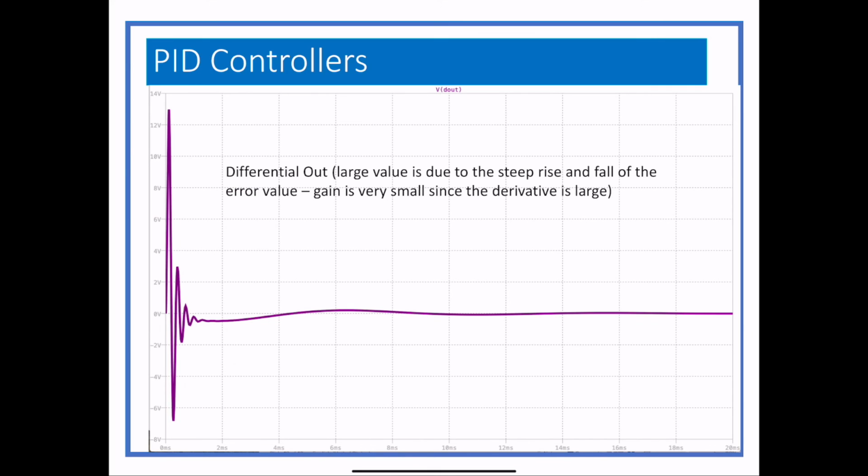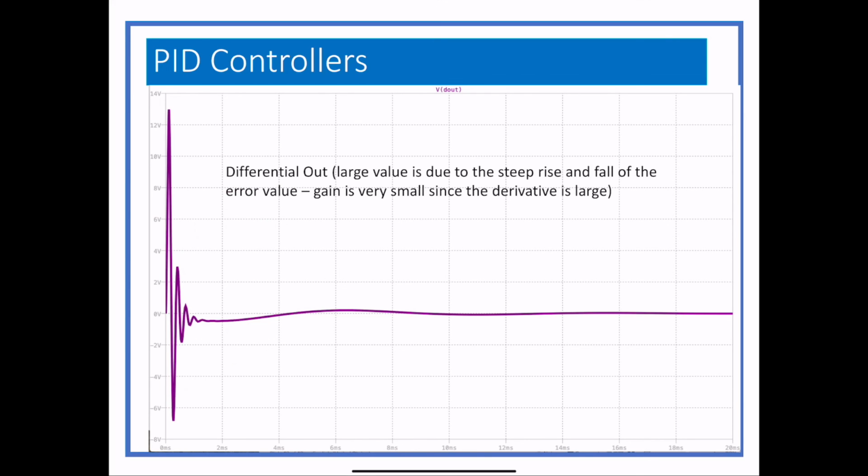So if you made it big, would the voltages go even crazier? No, it would be limited by the op amp. The op amp can only do about 15 volts. So if you make that too big, it'll start pegging at the top, and that will affect the output, and then it will affect how the error is processed.